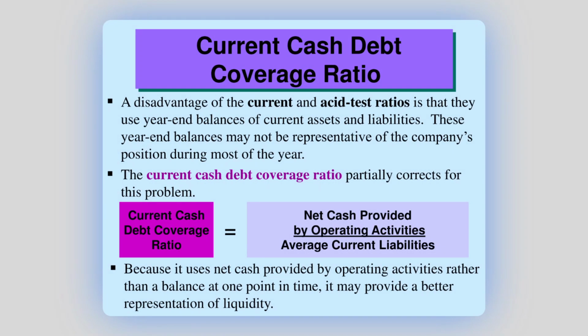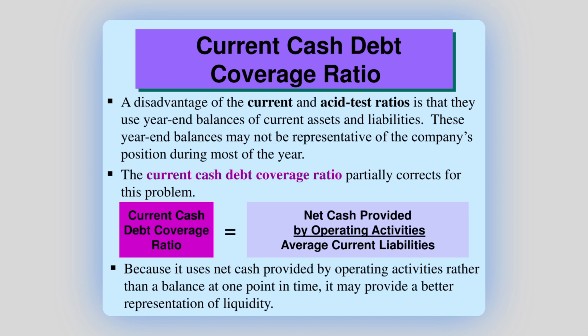You have also your current cash debt coverage ratio. Okay, disadvantage of the current and acid test ratio is that they use year-end balances of the current assets and your liabilities. And these year-end balances may not be representative of the company's position during the current year. That's why the current cash debt coverage ratio partially corrects for the problem. Now, the formula here is the net cash provided by operating activities divided by the average current liabilities. Okay? And that would be the formula.